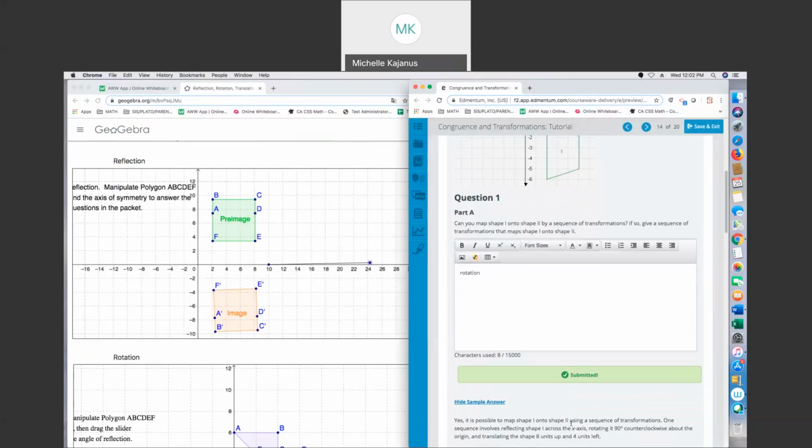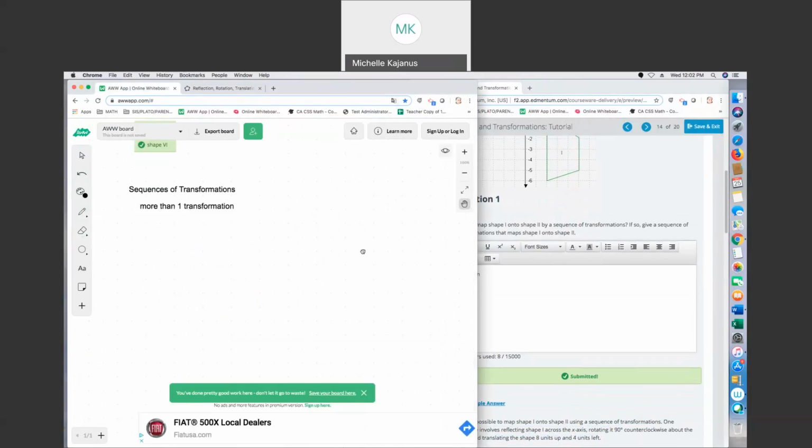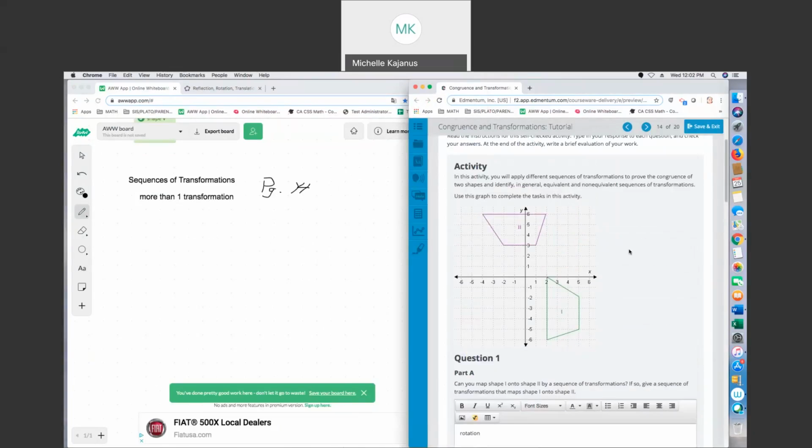Submit, and it says it is possible with one sequence of reflecting across the x-axis, rotating, and translating. Oh wow, so they did 3 at a time. Again, make sure that I have the page number here. Just write down the answer in my notes.